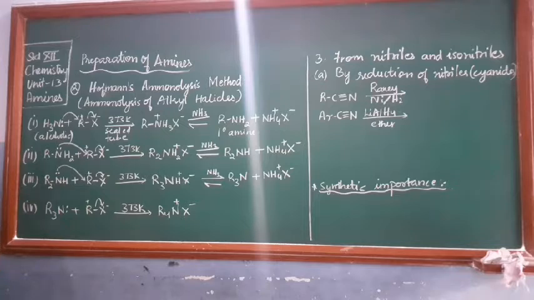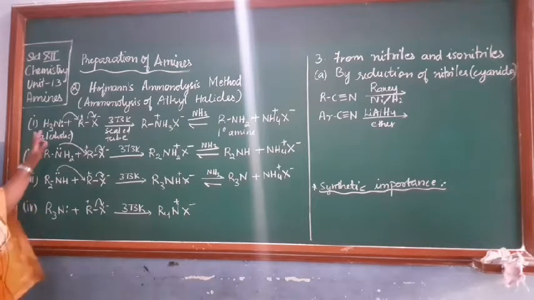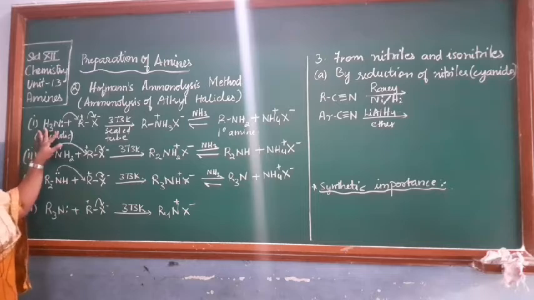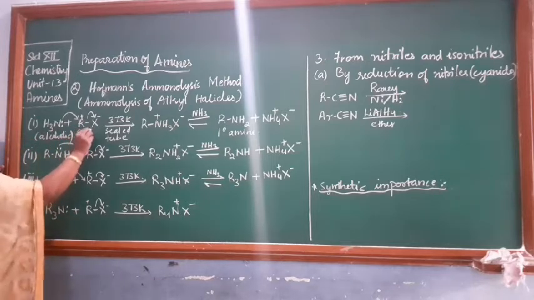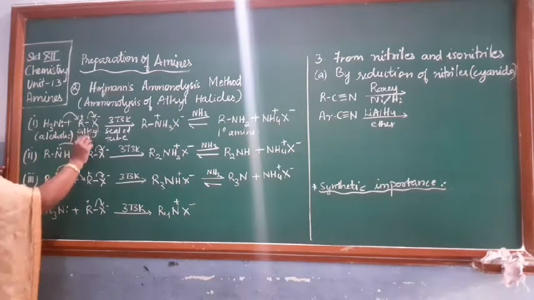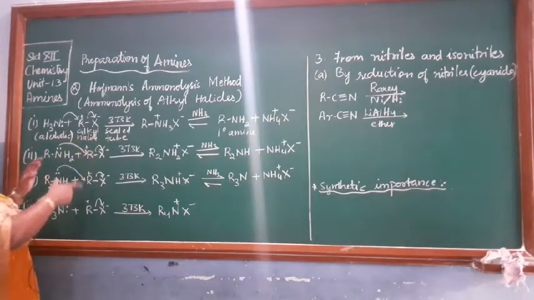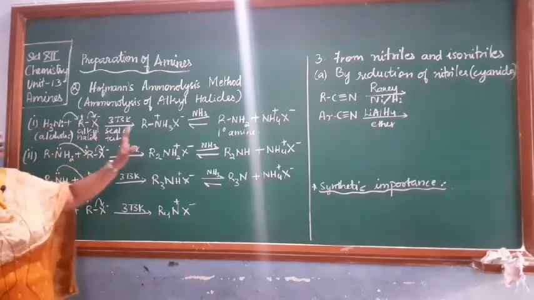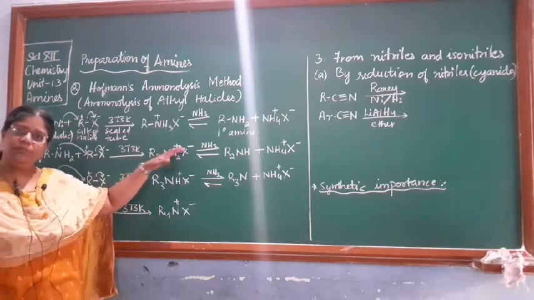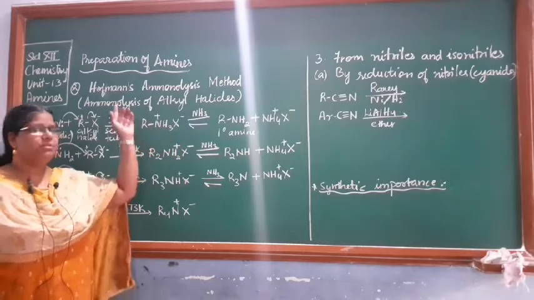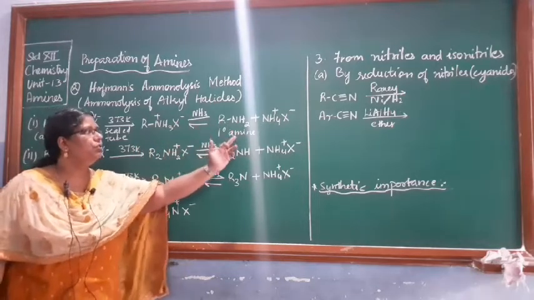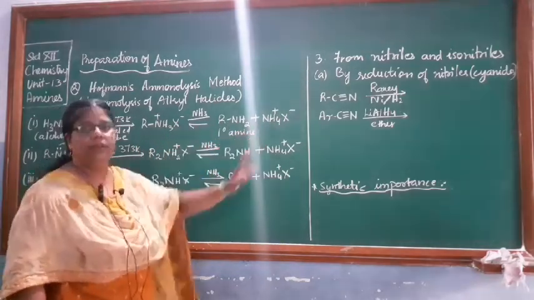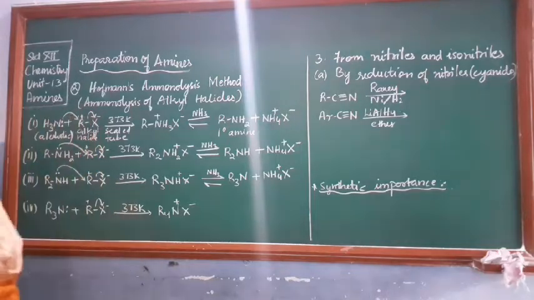Depending on what is taken as your X. So I hope you understand the first equation. The ammonia, which is prepared in alcohol, or alcoholic ammonia, reacts with alkyl halide. This is your alkyl halide. This alkyl halide, on reaction with alcoholic ammonia, first forms the primary ammonium salt. This primary ammonium salt, on reacting with more ammonia, will give you the primary amine along with the ammonium salt. Okay?